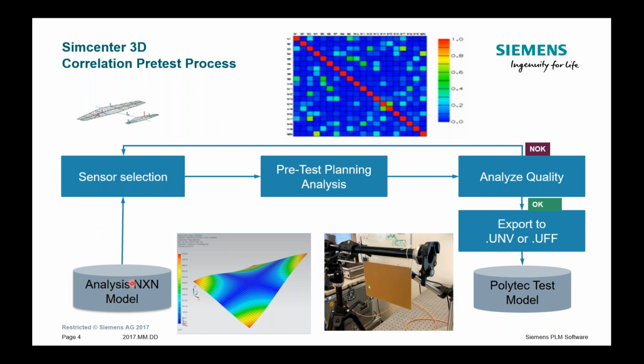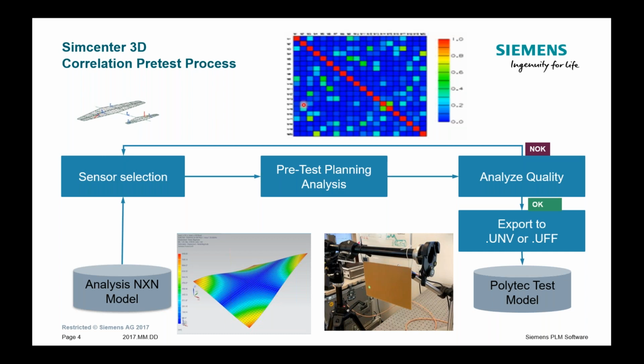So this is the process in a pre-test. You start off with your preliminary model and do some sensor selection, do a pre-test analysis, analyze the results of that through this MAC matrix. So this is a way to quantify the correlation between different modes. And of course, this will be an auto MAC.